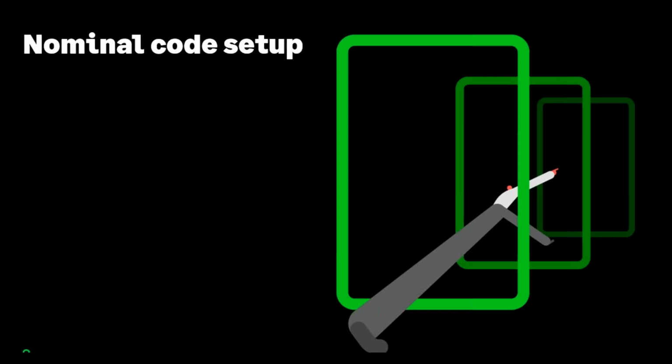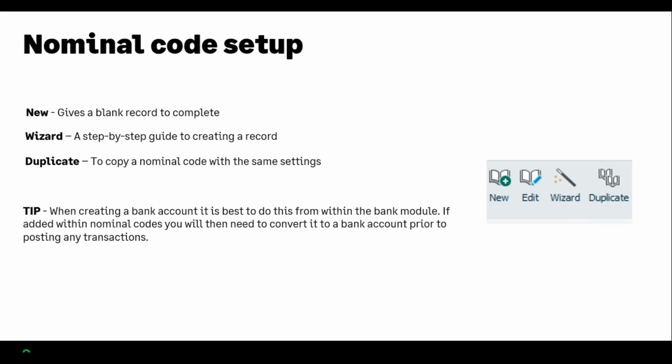We looked at the nominal code setup. So you had three options: new, duplicate, and wizard. The best option, in my opinion, is wizard, because that's a step-by-step guide. It basically takes you through the whole process and removes a lot of human error as well. When creating a bank account, it always is best and advised to do that from the banking module. Otherwise, you're just creating another nominal account. That's the top tip from that section there. We do get a lot of calls on that, and that is the reason why.